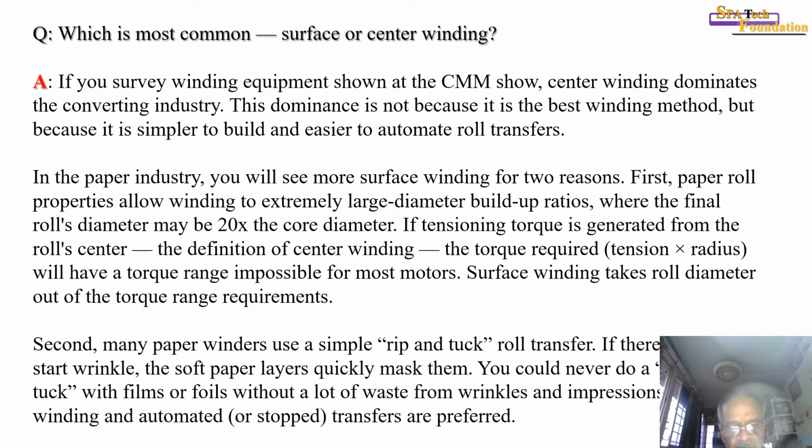Second, many paper winders use a simple rip and tuck roll transfer. If there is a core start wrinkle, the soft paper layers quickly mask it. You could never do a rip and tuck with films or foils without a lot of waste from wrinkles and impressions, so center winding and automated or stop transfers are preferred.